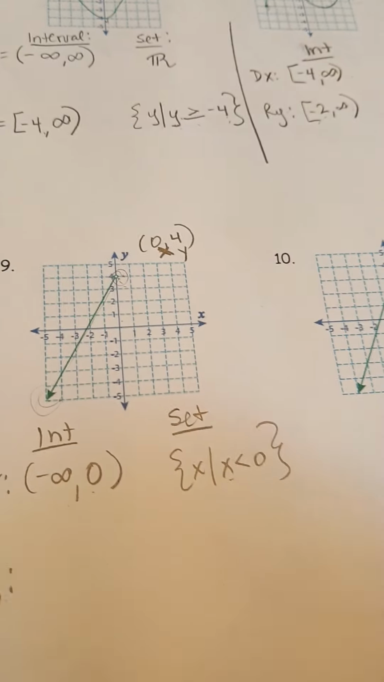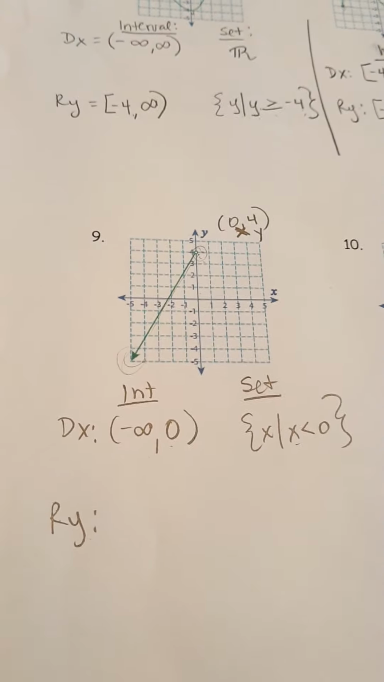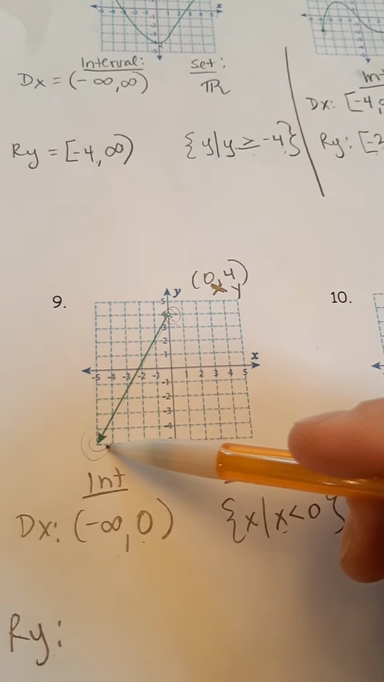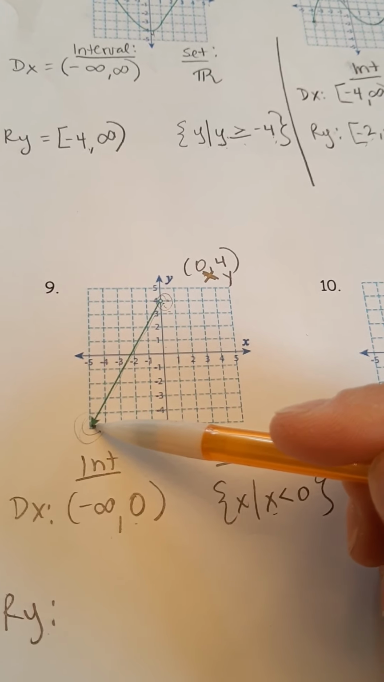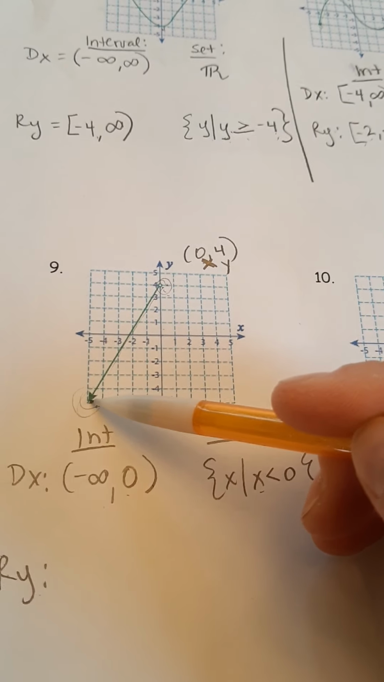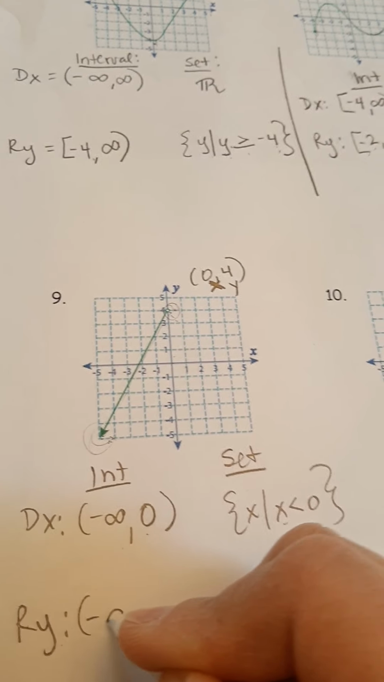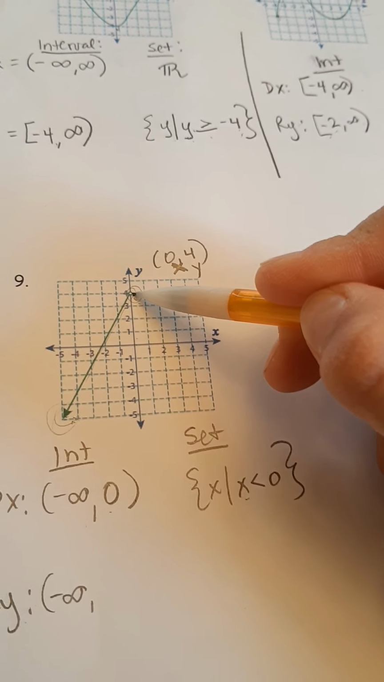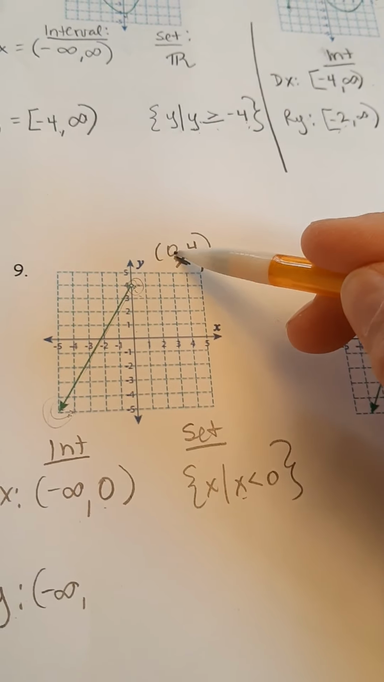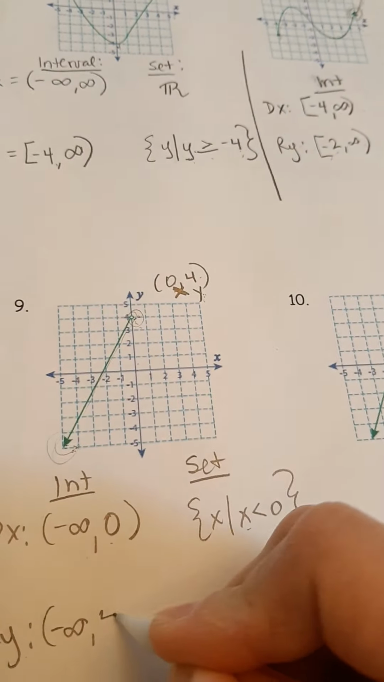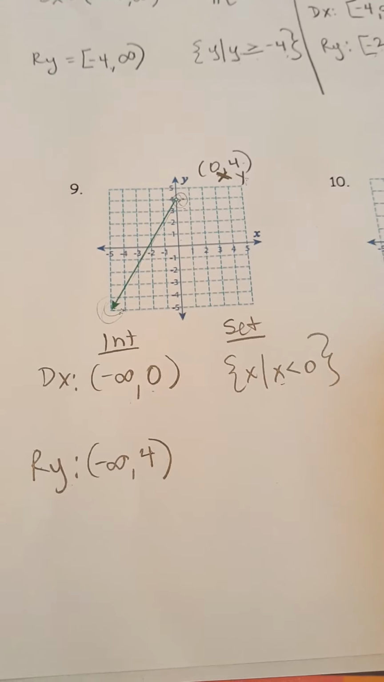All right, your range. Interval notation is always the better one to understand, so we're always going to start with interval notation. The lowest point is an arrow. It's at -5, but it's an arrow. So if it just keeps going, that means it's at -infinity. And the highest point, the coordinate we all agreed was (0, 4).